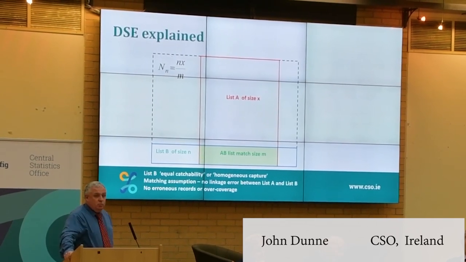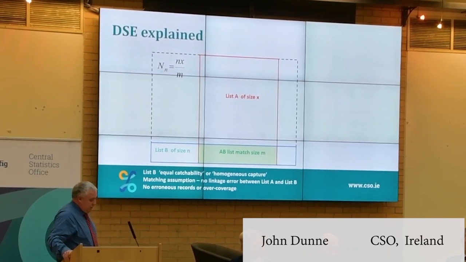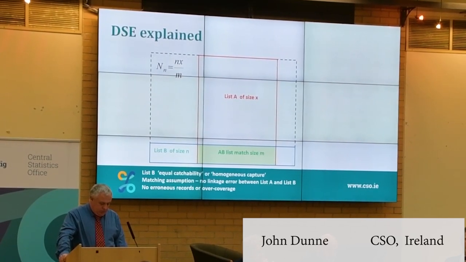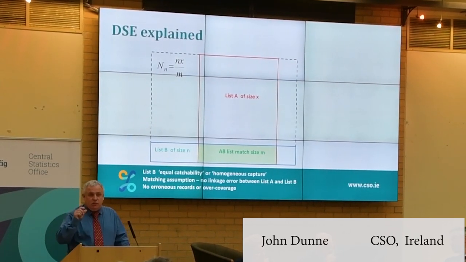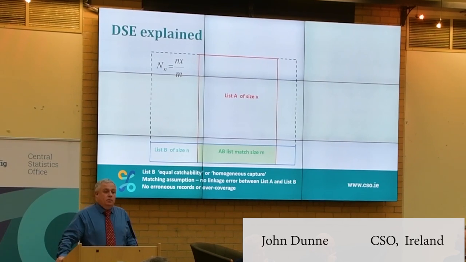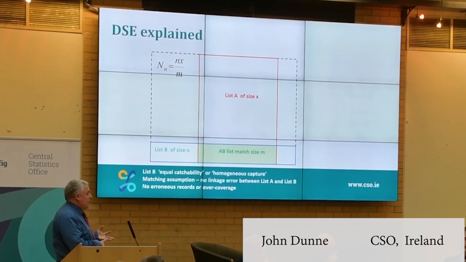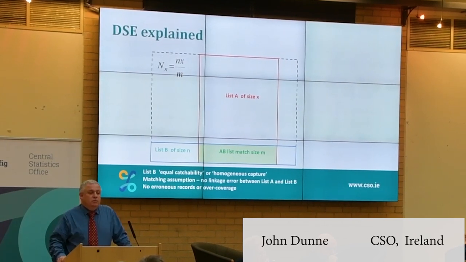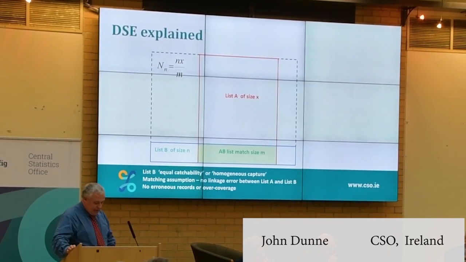We then match it against a suitable second list. We call it list B, which is the blue rectangle on the bottom, which is of size N. We then link those two lists and identify the match between them. We call that list AB, and we call the size of that M. So between those three figures, X the size of list A, N the size of list B, and M, the match between the two of them, gives us an estimate of the population by simply N multiplied by X divided by the match M.